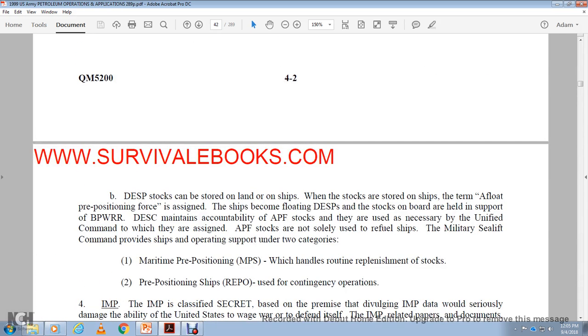Alright, the DESP stock can be stored on land, or as ship stock ashore, or afloat, with the pre-position port, with the assignment of the ship to become floating stock of the DESP, with the stock on board, with the help and support of the Bulk Petroleum War Reserve.